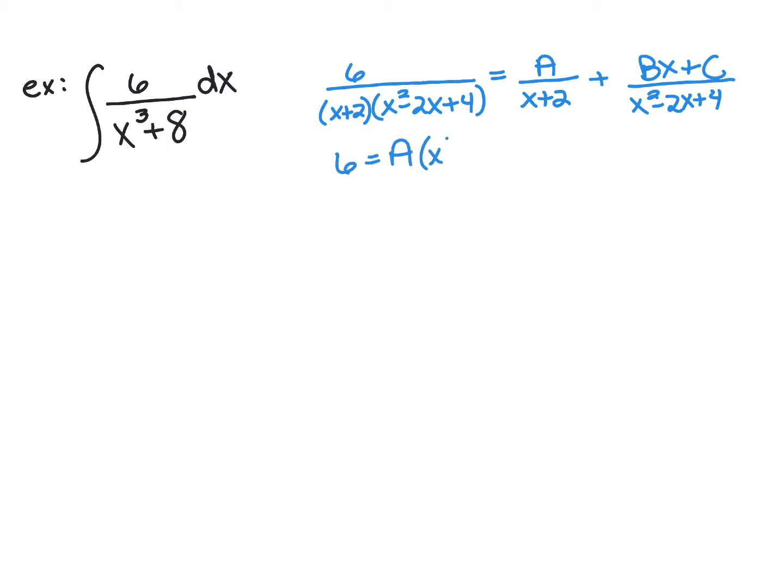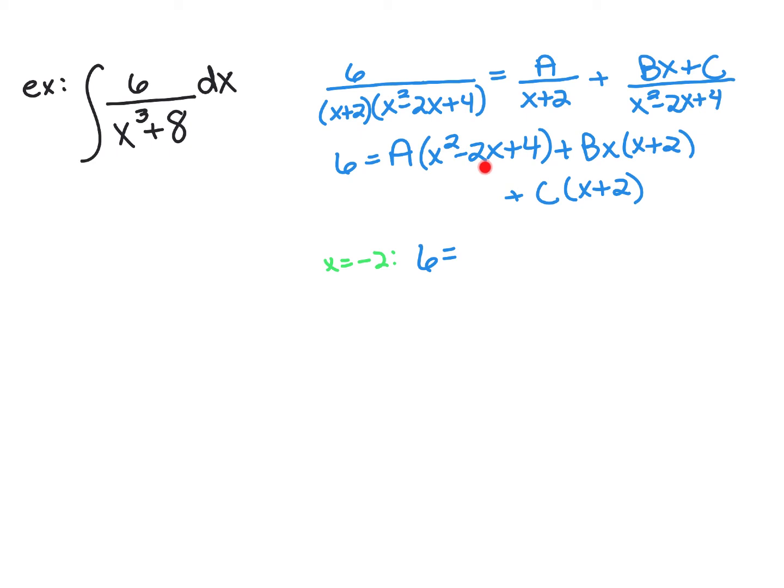Common denominator, a gets multiplied by this guy. I'm going to split the bx and the c into 2 pieces to make it easier to solve. So bx times x plus 2 and plus c times x plus 2. All right, now if x equaled -2, we would lose both of these guys. So if x is -2, 6 still equals 6. This is going to be a +4 and a +4 and a +4, which is going to give me 12a. Everything else is a 0, so I have solved for a. A equals 1/2.